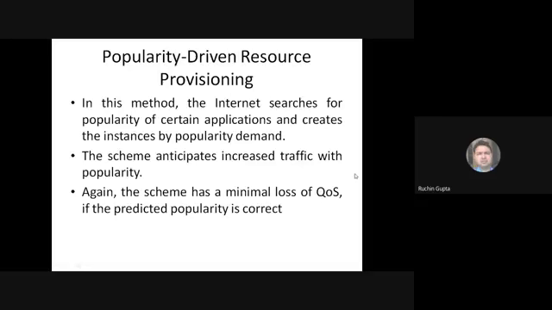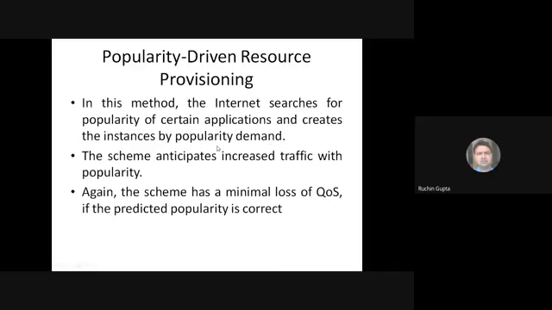The third method is known as the popularity driven resource provisioning method. In this method, we can search over the internet for popular applications, and we can know that these are going to be the popular applications, or the popular platforms for the different consumers, and depending upon that, to meet that demand, it is going to allocate the right amount of resources to the different consumers.